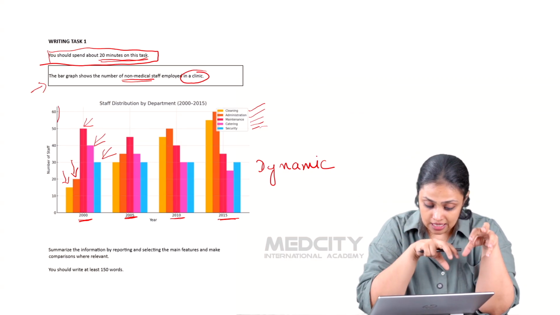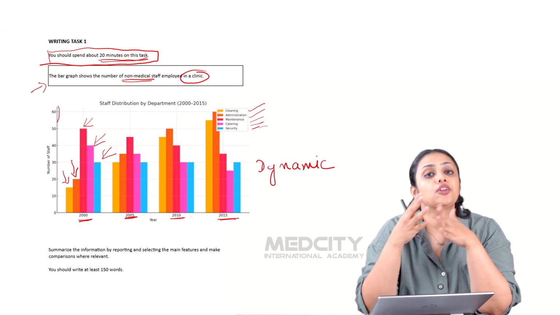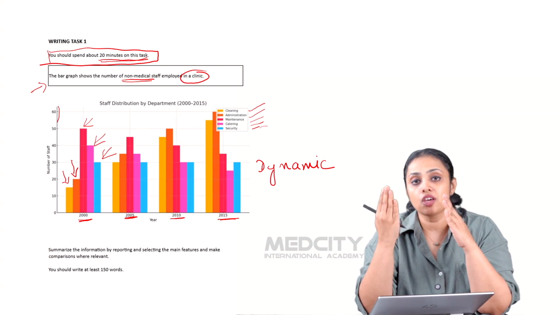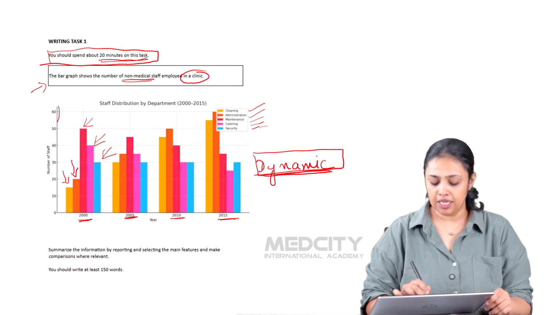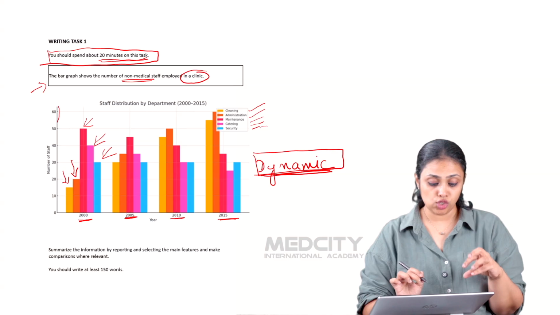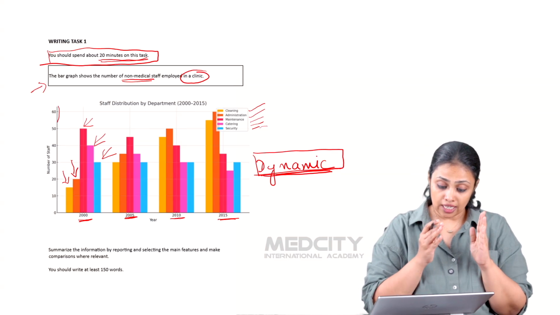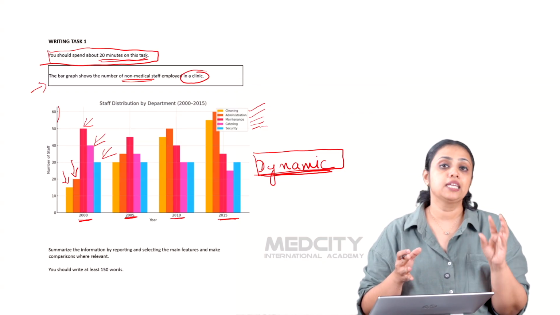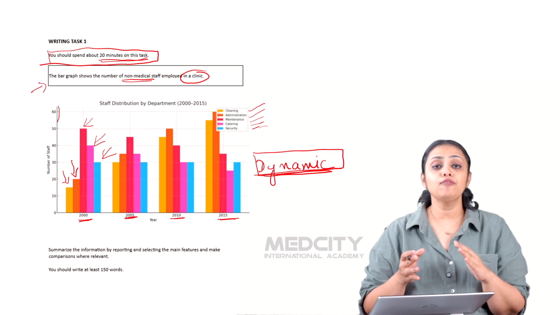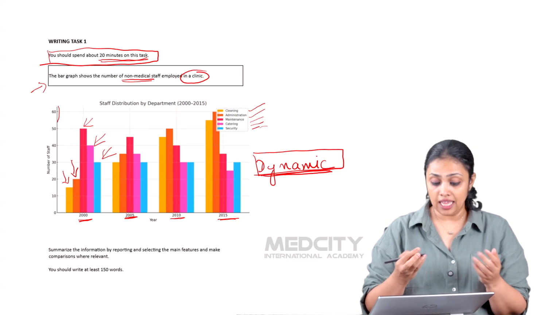Since this is a dynamic graph, what we should be focusing on is the trends, the changing trends, the increasing and the decreasing trends. Now, what are the things that we should analyze or observe in this graph? For each of these 5 different categories of non-medical professional, we have to identify the trend. So, what are the basic trends that can appear?